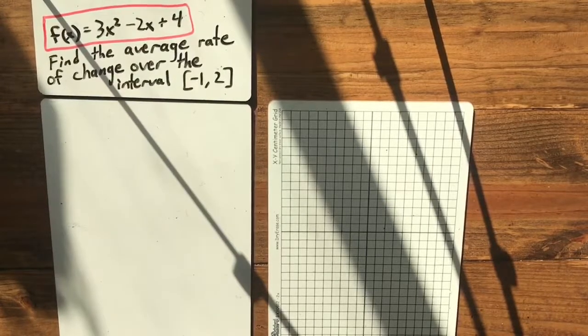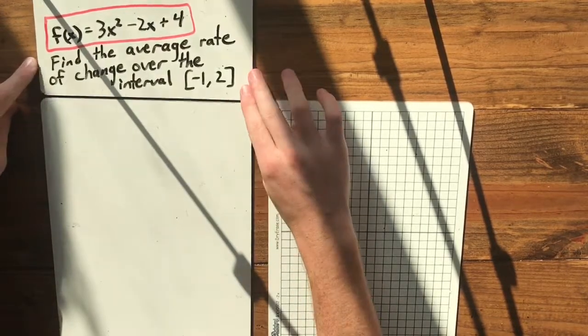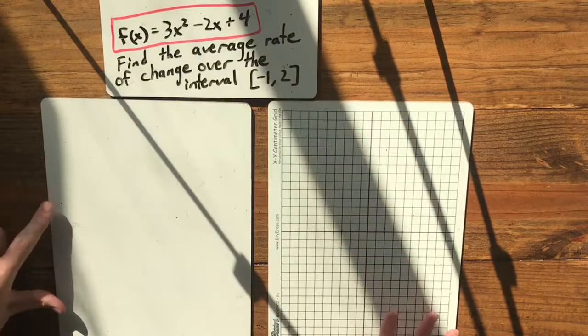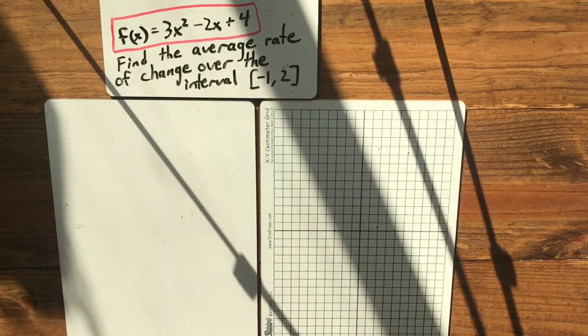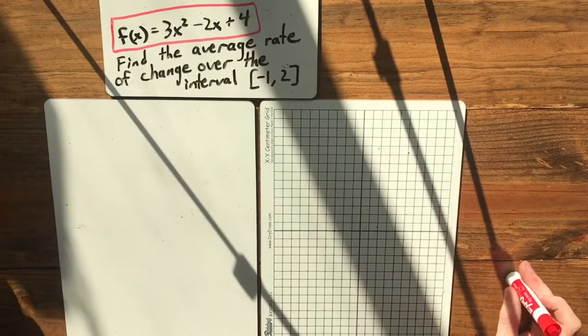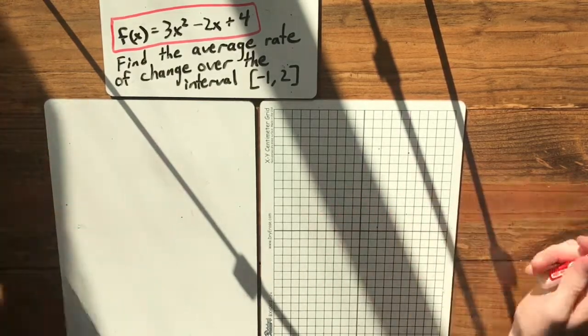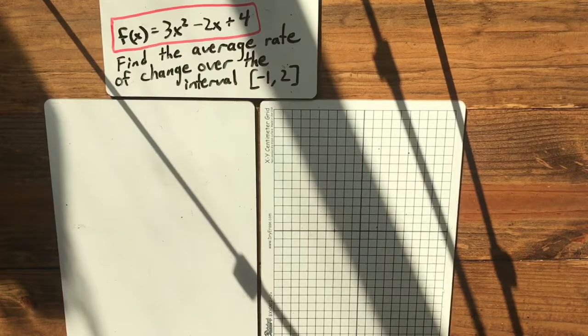Check it out, we got a fun problem here. We are looking to find the average rate of change over this interval, -1 to 2. Notice this is also adding to the shadow series of videos where we got some tripod shadows, and of course it's more interesting that way.